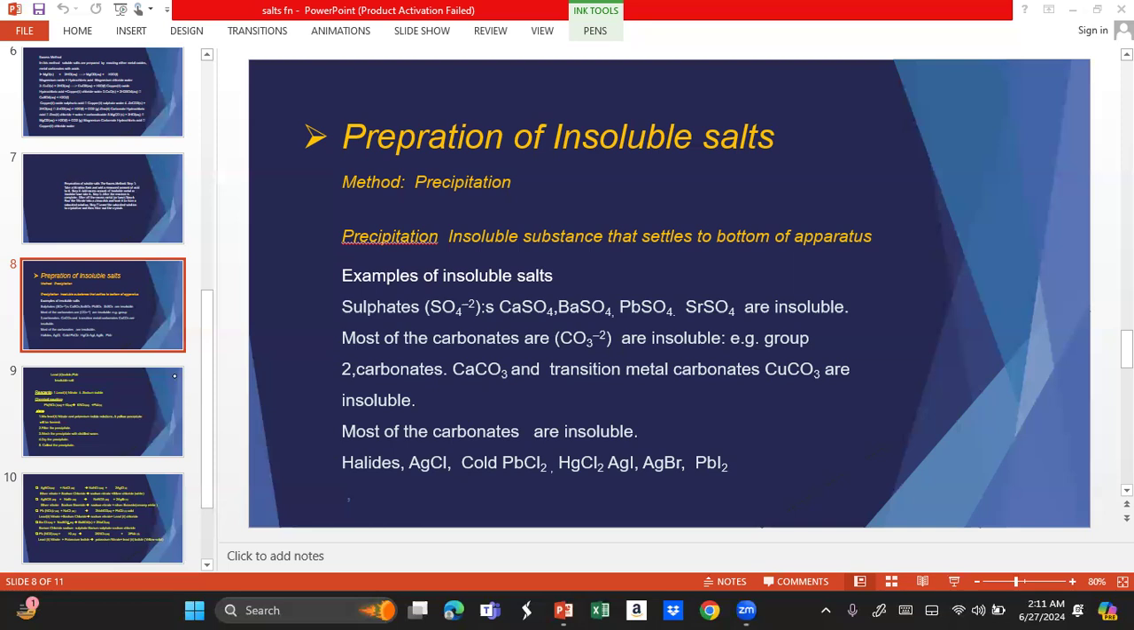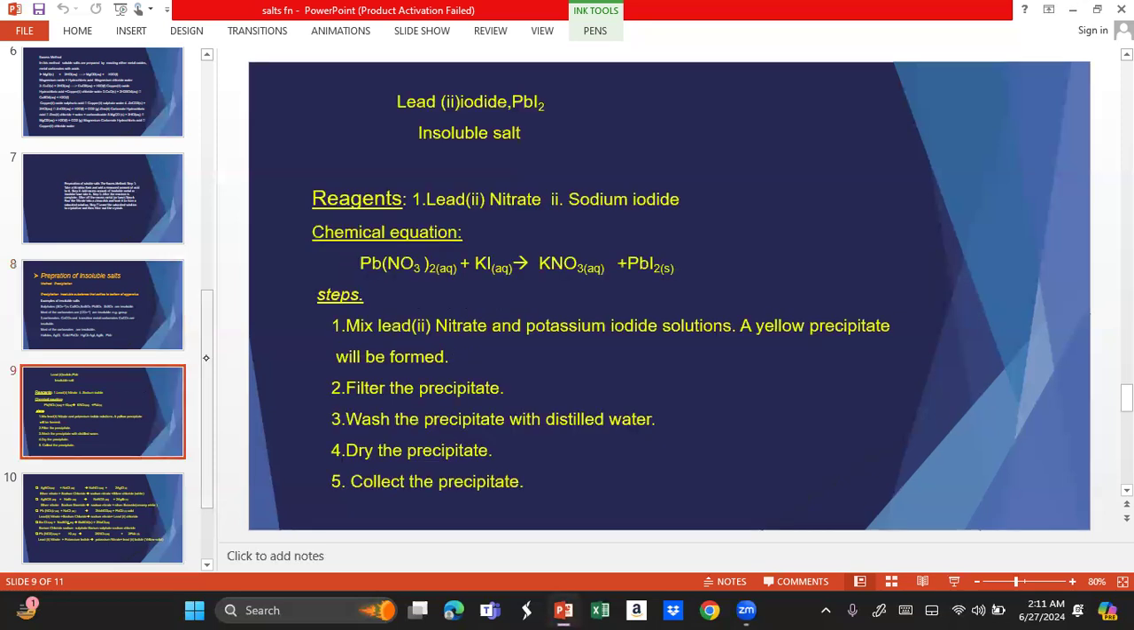Now let's talk about one example, what things are asked in the examination and what we should do. Let's say we are given lead(II) iodide. This is an insoluble salt, as we have already seen in the table. Lead has two oxidation states, +2 and +4. Here we are using +2. That is why we have to highlight it, because in the examination it has been asked what this number indicates. This number indicates the oxidation state of lead.